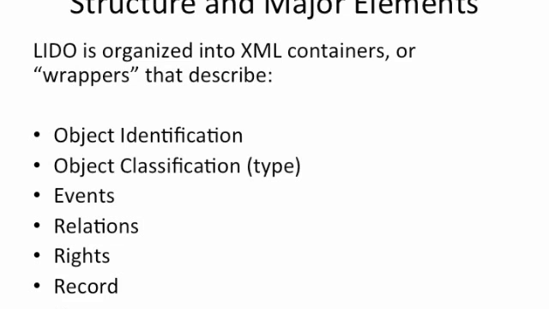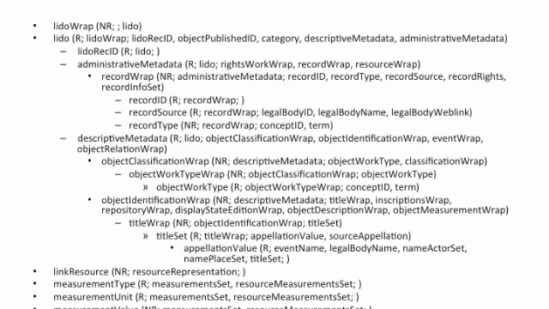So we'll move on to looking at the structure and major elements of LIDO now. LIDO is organized into XML containers or wrappers that describe the object identification, object classification, the type, events, relations, rights, record, and resource, such as how the object is represented digitally. So it deals with the digital object as well as the physical object.